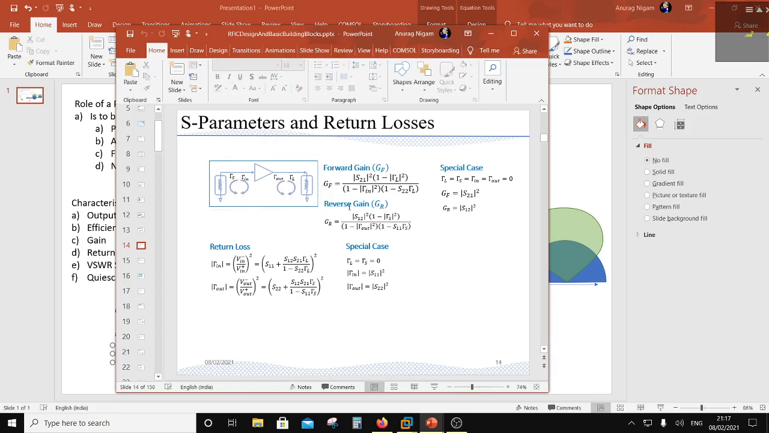Now a special case is when gamma L equals gamma S equals gamma in equals gamma out equals 0. That means both the ports are conjugately matched. In that case, S21 would be the forward gain and S12 would be the reverse gain. The same is true for return loss. If gamma L equals 0, then gamma in is equal to S11 squared. Similarly, if gamma S equals 0, then gamma out is equal to S22 squared.